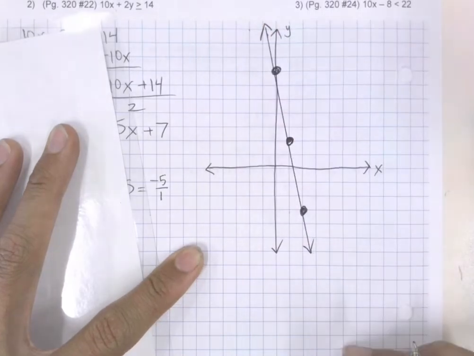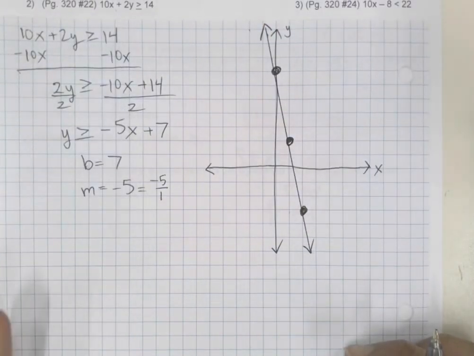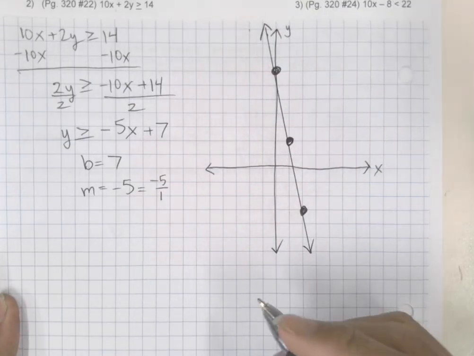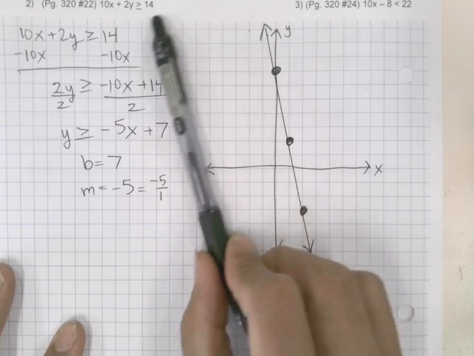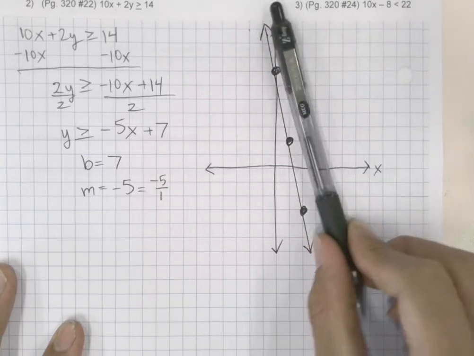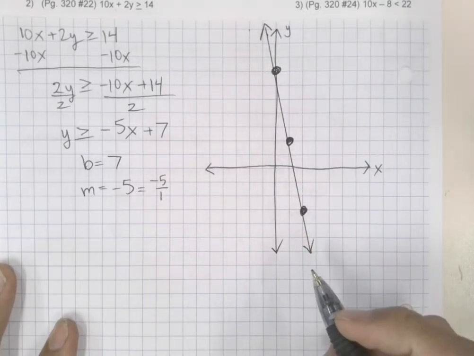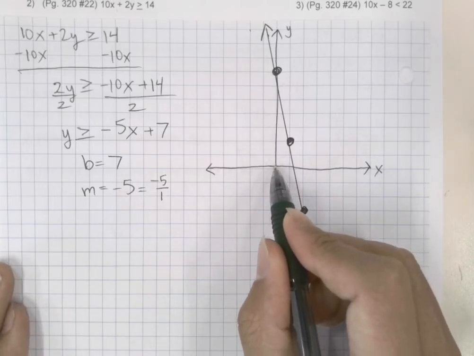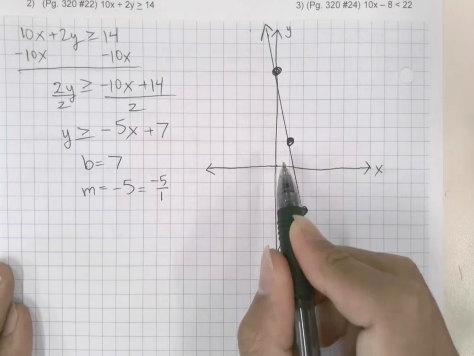All right. So now the question is which side of the graph do I shade in? Right? Do I shade in this side here, or do I shade in this side up here? And the way we can do it is we can pick a test point. And you know what? A good test point is 0, 0, right here.